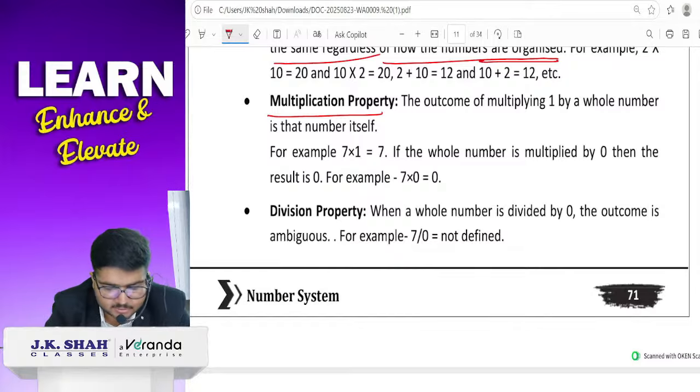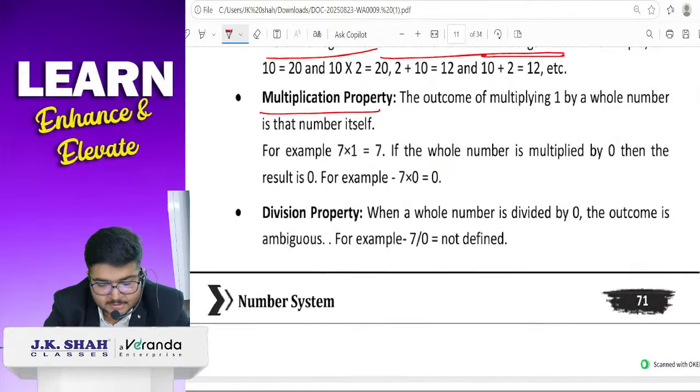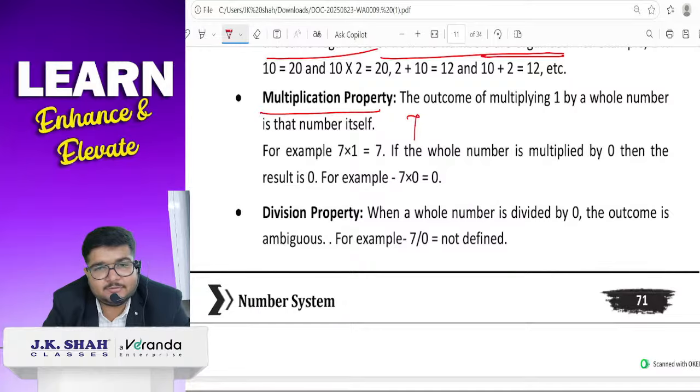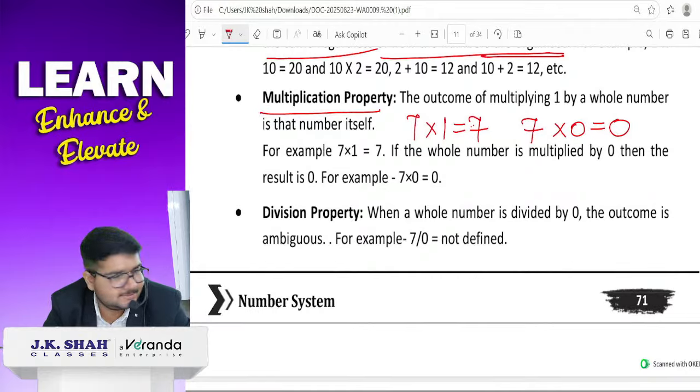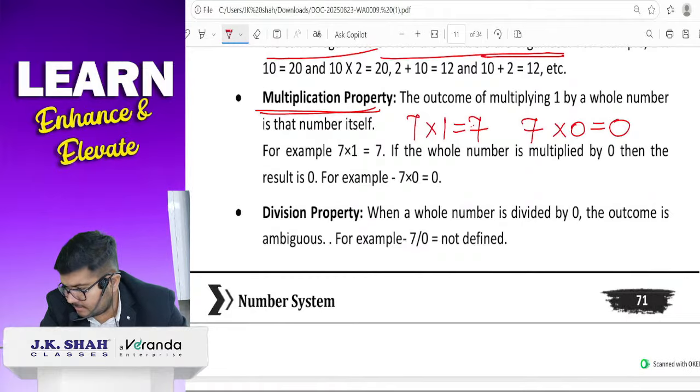Now multiplication property is trying to tell you two things. You take any whole number, for example I am taking 7. Multiplication property is trying to tell you two things. If you multiply any whole number by 1, the answer will be the number itself, and you multiply any whole number by 0, the answer will be 0. Any whole number multiplied by 1, the number itself. Any whole number multiplied by 0, the answer is always 0. The property is called multiplication property.